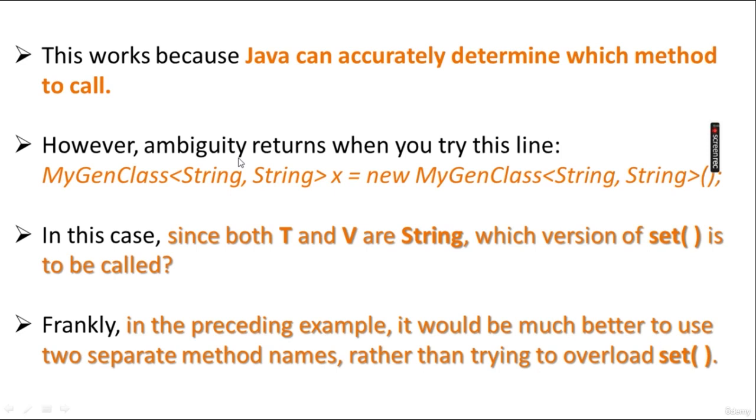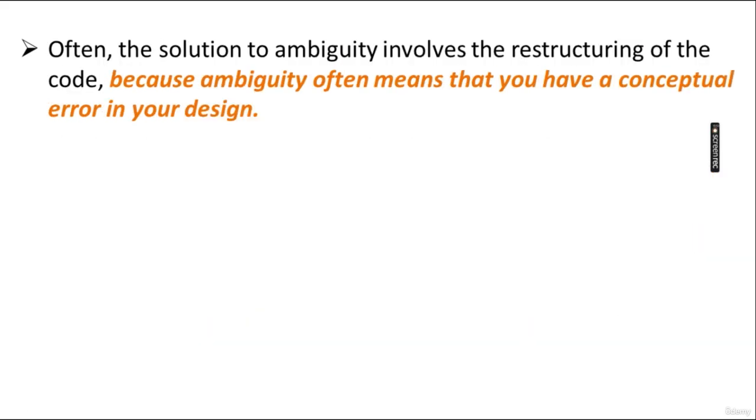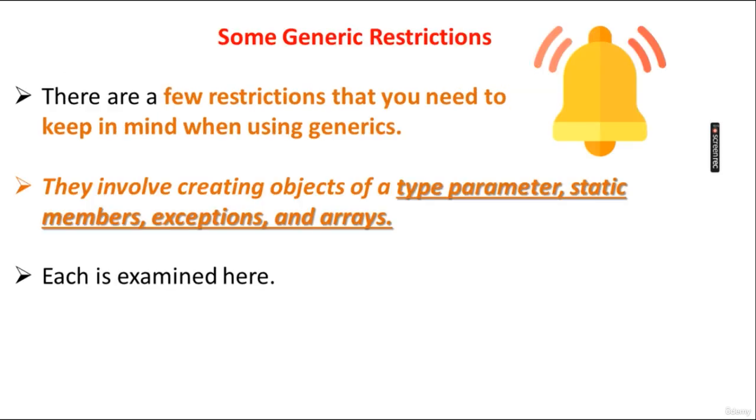In the preceding example, it would be much better to use two separate method names rather than trying to overload the set method. It can be set1 or set2 or any other name you can give it. Often the solution to ambiguity involves restructuring of the code, because ambiguity often means that you have a conceptual error in your design that your Java compiler does not understand.